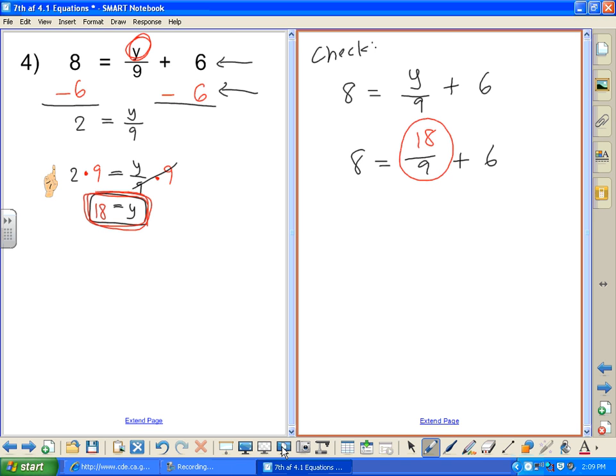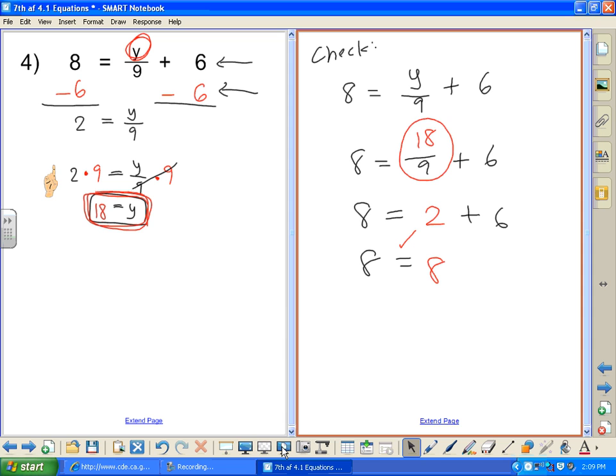So we need to divide first here because we've got the unknown number as an 18. 18 divided by 9 is a 2. So we're going to add 2 plus the 6. Does that equal the 8? You bet. It does equal the 8. So you know that you got the right answer here.